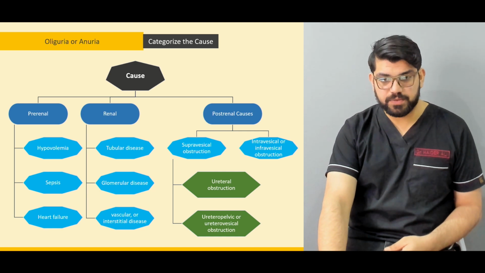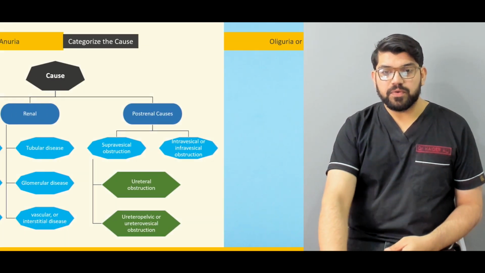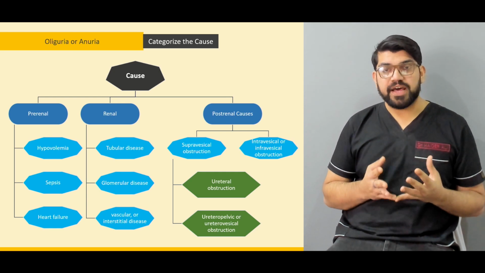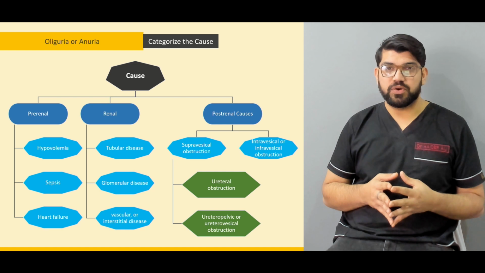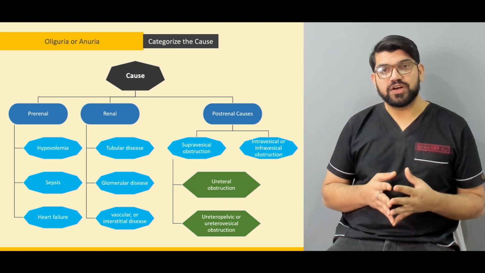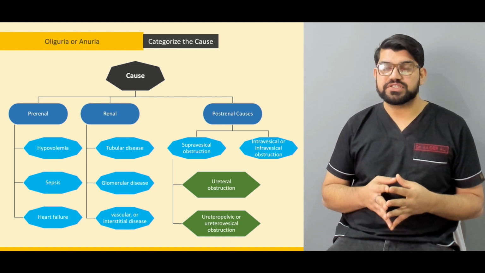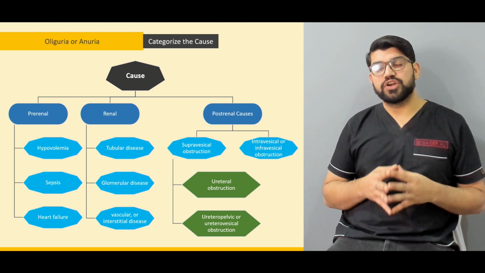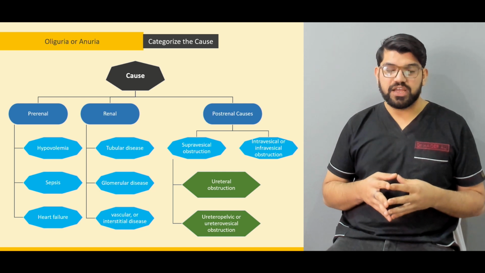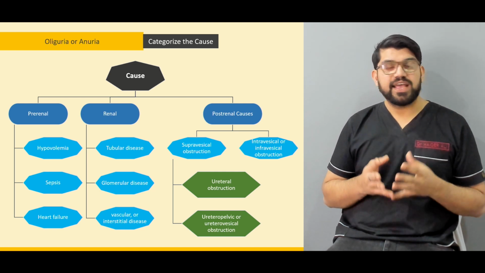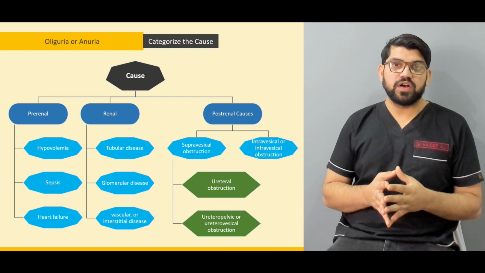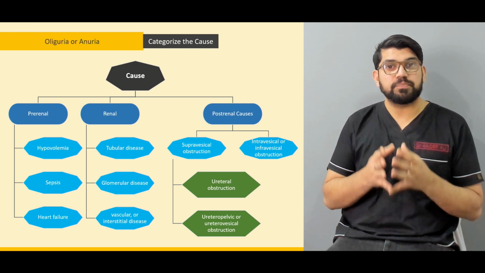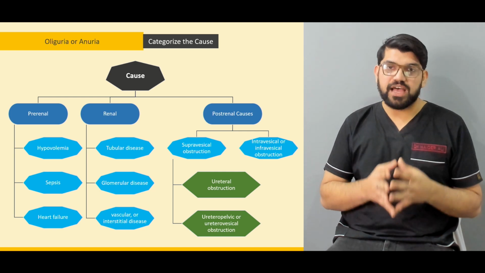Intravesical or infravesical obstruction, which includes benign prostatic hypertrophy, prostatic cancer, bladder carcinoma, cervical carcinoma, and much more, can cause acute kidney injuries. Why is it important to know the causes of acute kidney injuries? While working in the emergency department, as I said, the most common cause of acute kidney injury is pre-renal, and the most important cause of pre-renal acute kidney injury is hypovolemia.